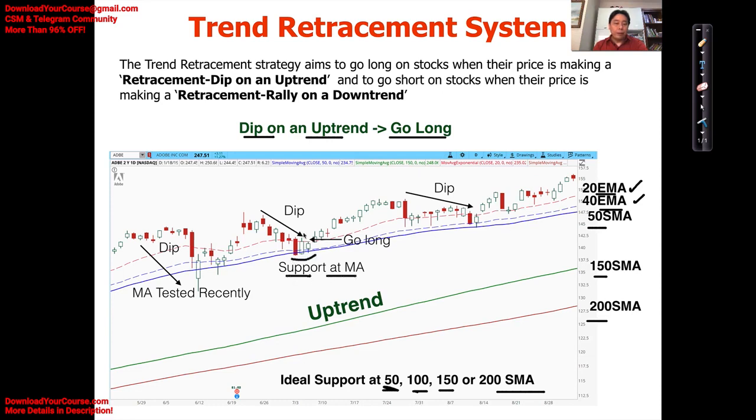Now, what is really important is that before we enter, we want to ensure that recently that moving average has been tested to be a strong support. In other words, it bounces off the 50. We want to buy only if the 50 has been tested before. Similarly, if the price bounces off the 150, which is the green line, we will only buy if the 150 has been tested before to be a strong support. So essentially, that's when we go long.